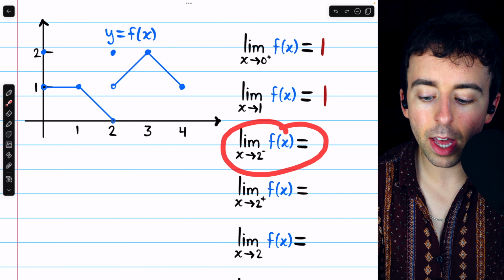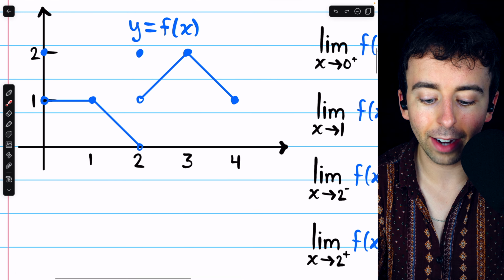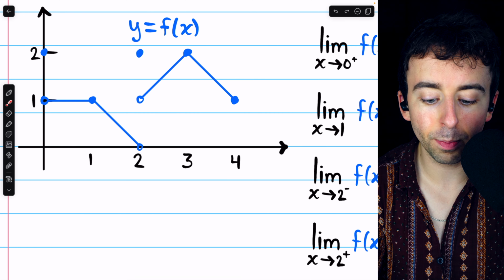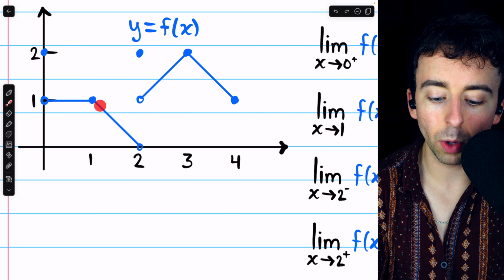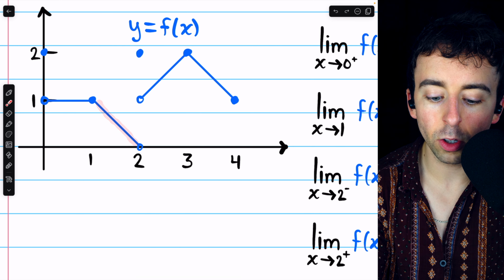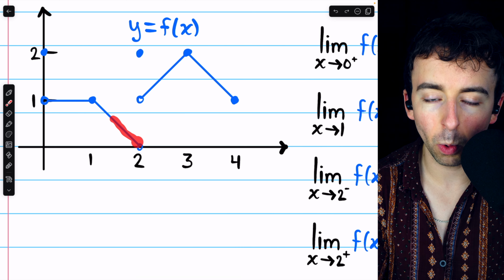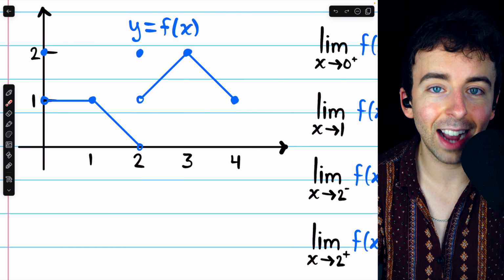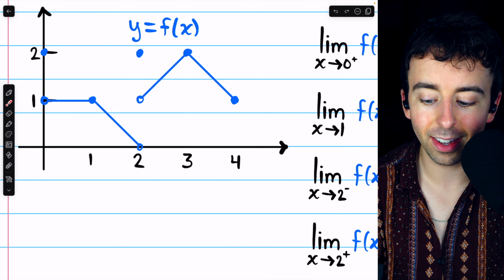Next, we're asked to find the limit of f of x as x approaches 2 from the left. So looking at our graph, x equals 2 is right there. We want to trace along the function towards this position, where x equals 2, and we want to do it from the left. So this is what that looks like, tracing along the function towards x equals 2 from the left. And we ask what y value is being approached. Clearly, the y value, or vertical position, being approached is y equals 0. That's what the x-axis is, it's y equals 0. So the limit as x approaches 2 from the left is 0.